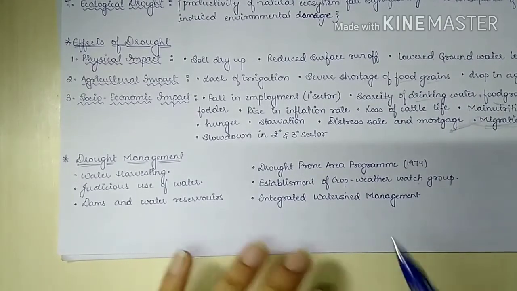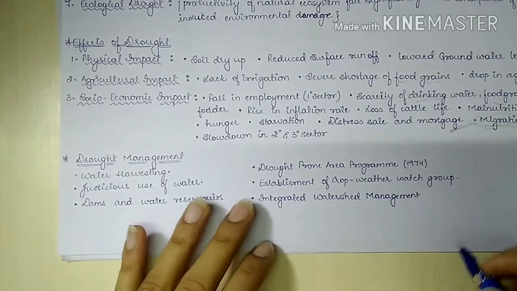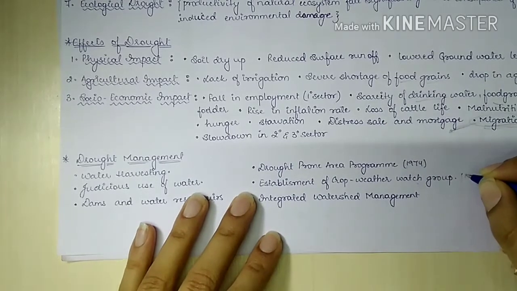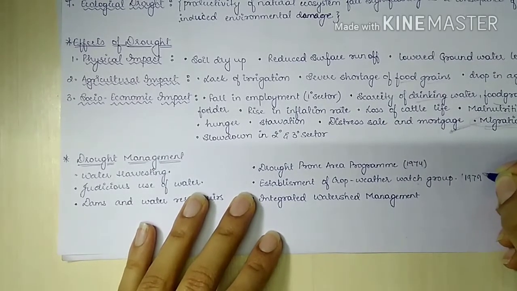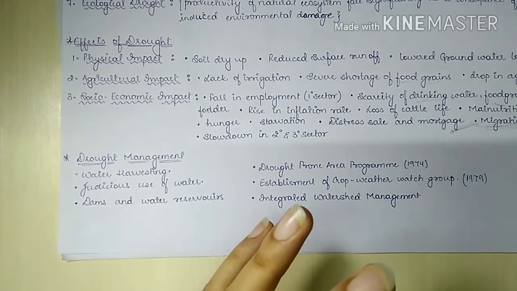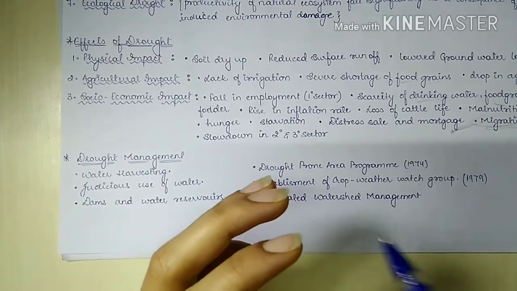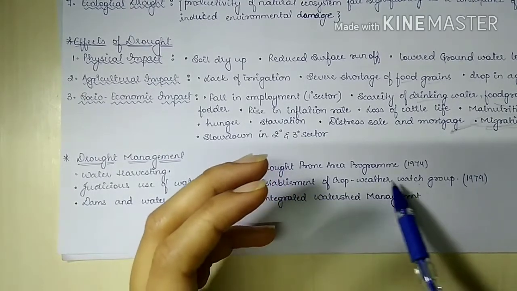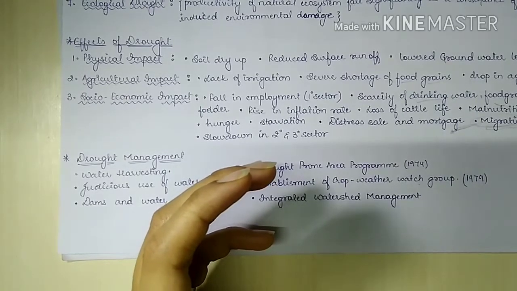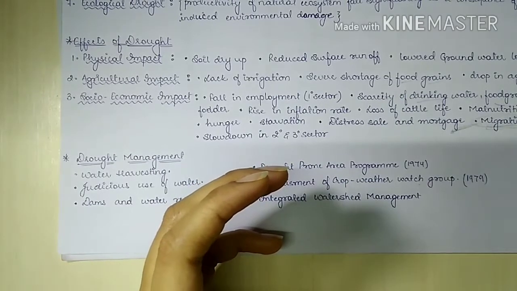Then next we have the establishment of the crop weather watch group. This crop weather watch group was set up during the 1979 drought. During the 1979 drought, the Ministry of Agriculture set up this watch group. It consists of representatives of the Department of Agriculture, Indian Meteorological Department, Indian Council of Agricultural Research, Ministry of Information and Broadcasting, and all the others.